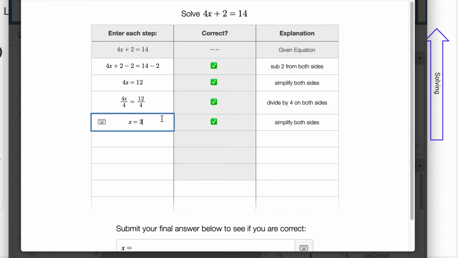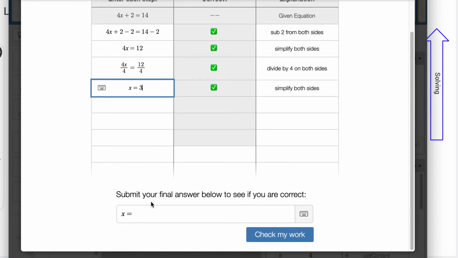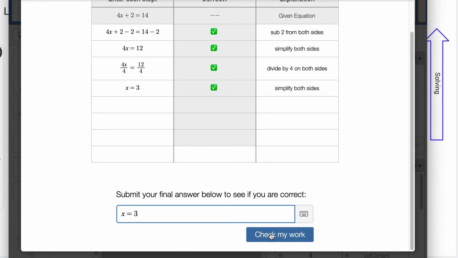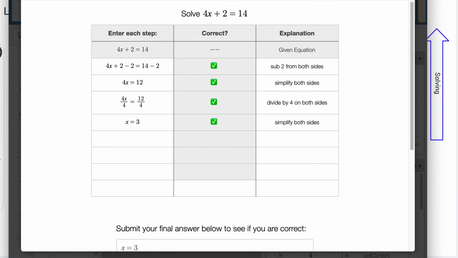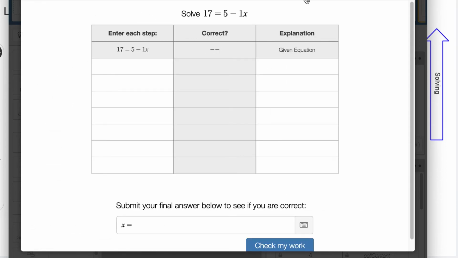Now that x is alone, I know that I have my final answer, and I can check it by typing it in here, hitting check my work, and it'll tell you if you're right or not. So that was number 2. If you got x equals 3, put a big smiley face on your paper, okay? Let's look at number 2.